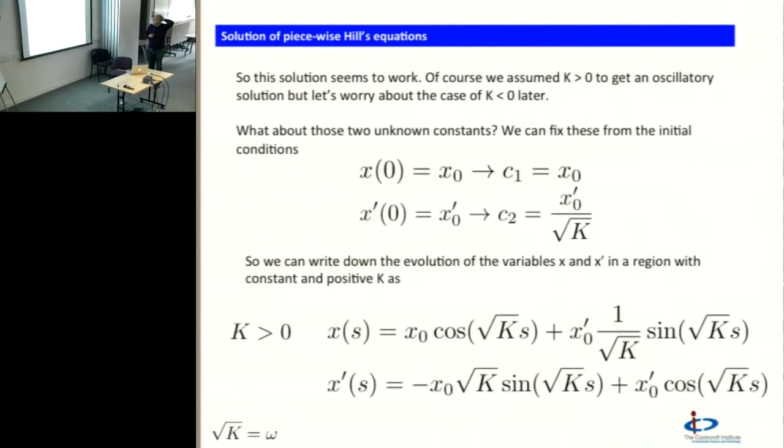Of course, we assumed K was greater than naught, so it's a symmetry, sine and cosine. But we'll come back to the other case later. I mean, obviously, it's going to be sinh and cosh. How about the unknown constants? Well, we can fix these with the initial conditions.